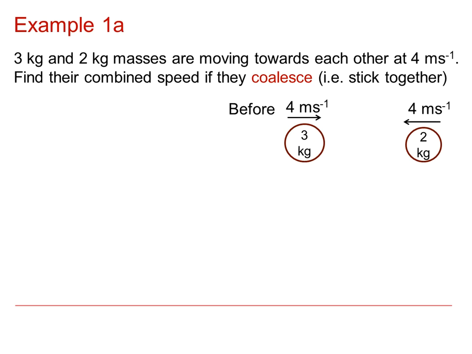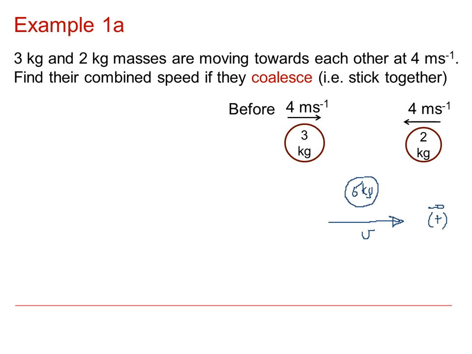The first example concerns two masses, 3 kilograms and 2 kilograms, moving towards each other at 4 meters per second. They then coalesce. Now coalesce means that they're going to stick together and move as one body, so that after the impact we have in total 5 kilograms moving in some direction. We don't actually know necessarily which direction it's going to be moving in, but let's assume that it's moving in this direction, and we'll take that as being our positive direction for the calculations.